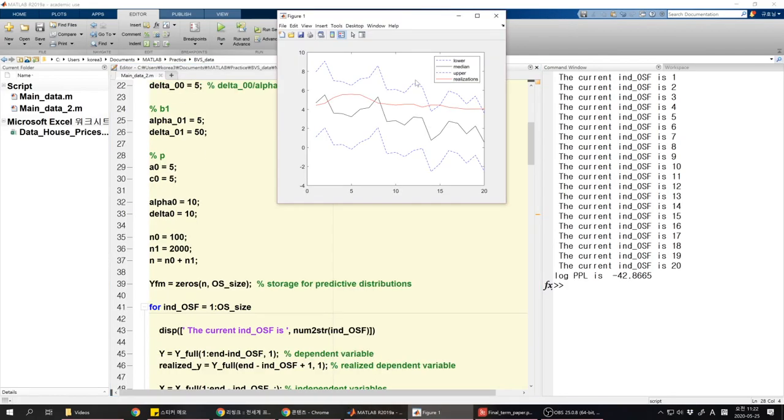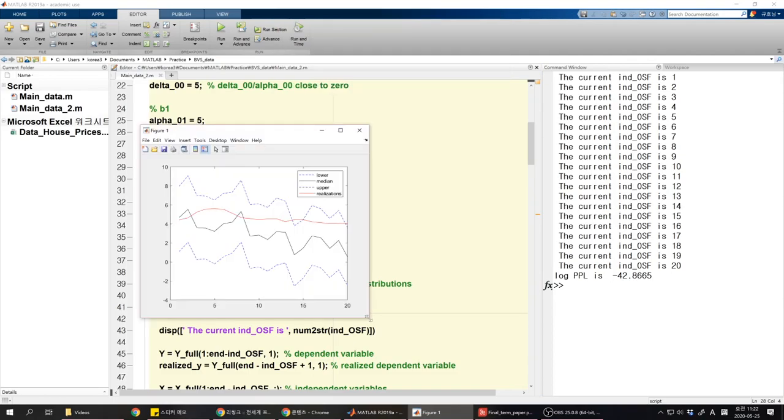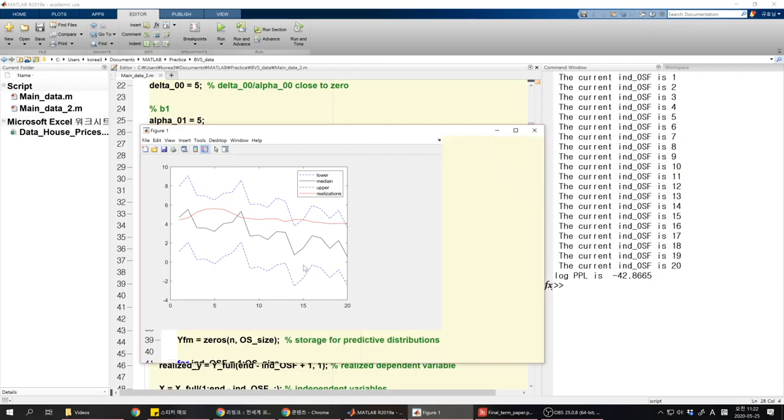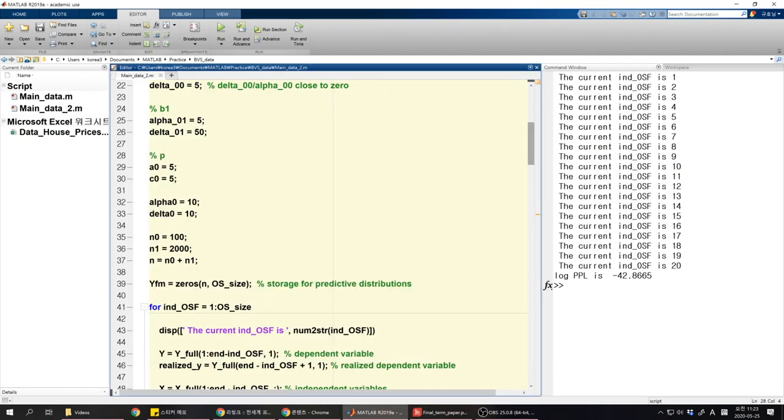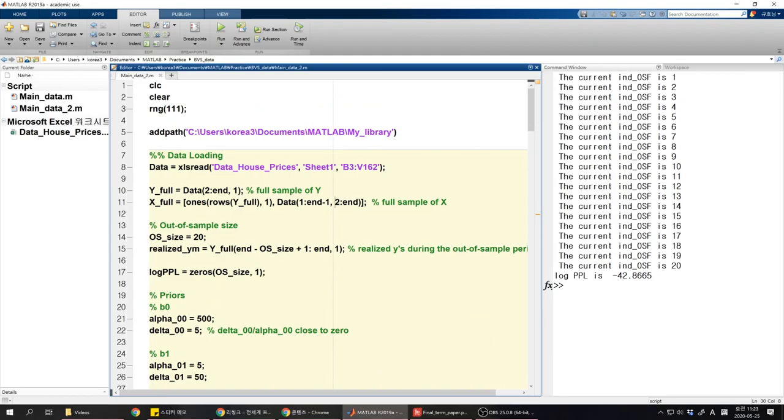Again, here. Now how much is it? This is about 1, about 8. So the confidence interval size is about 7, much larger than before. That's why this forecast is much poorer than before. This is not an accurate forecast. So it should be one.